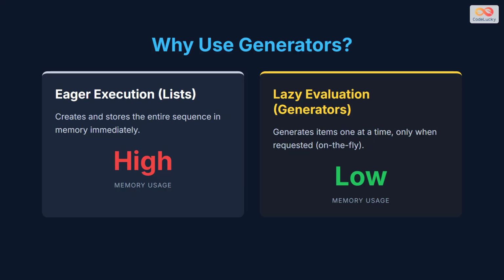So why should you use them? The biggest reason is memory efficiency. Regular lists use eager execution, meaning they create everything immediately. Generators use lazy evaluation, meaning they generate items on the fly only when you ask for them. This keeps your memory footprint extremely low.